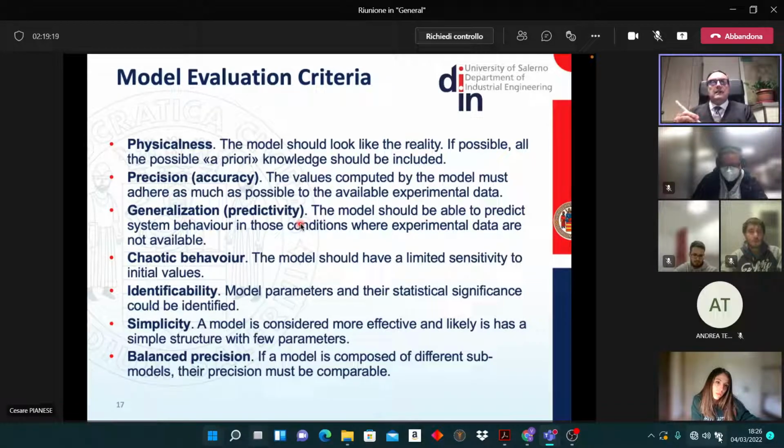I mean, this is a quite dense slide, and we can explain this better in the next class. We will take this on Tuesday morning.